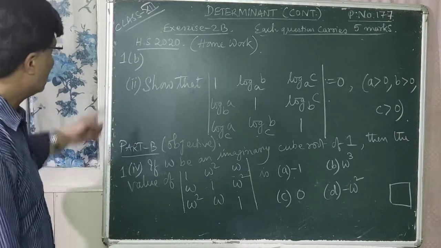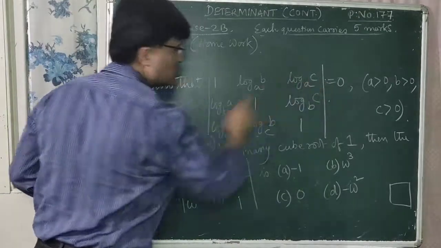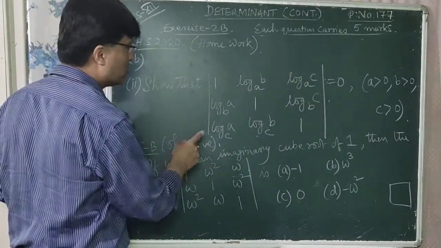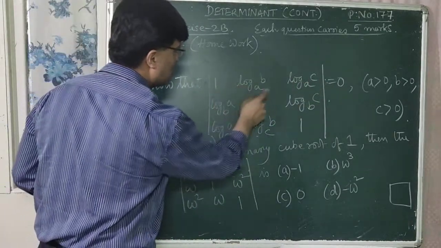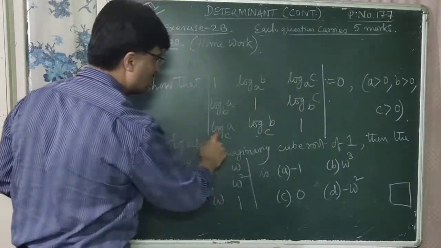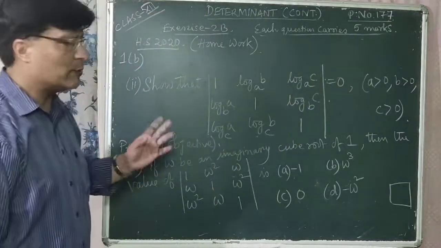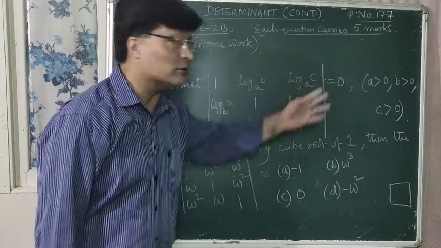Okay. Now this is 1B number 2. You have to show that this determinant is equal to 0. What is the given determinant? First row is 1 log b base a log c base a, log a base b 1 log c base b. Third row log a base c log b base c 1 is equal to 0. So you have to prove here this determinant is equal to 0.